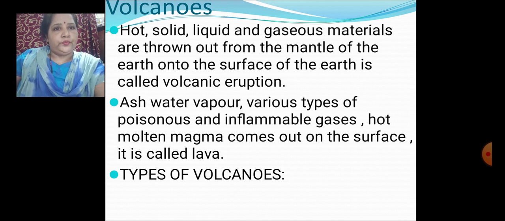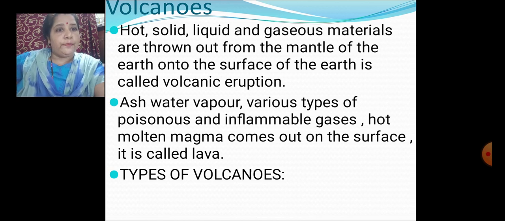What is a volcano? Hot, solid, liquid and gaseous materials thrown out from the mantle of the earth onto the surface of the earth is called volcanic eruption. Children, you must have seen a volcano erupting. Although you have not seen it personally, at least in some videos you must have seen how a volcano erupts. When a volcano erupts, what comes out? Hot, solid, liquid and gaseous materials come out from the mantle of the earth onto the surface of the earth.